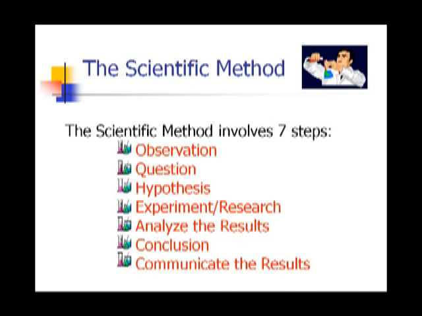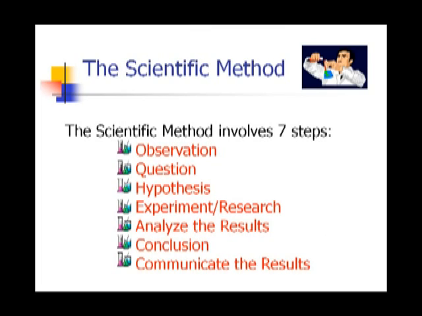And then you come up with your hypothesis. This is the possible answer. It's an educated guess. And remember, educated means that there is some sort of evidence, some sort of scientific fact behind it. Then you come up with your experiment or some sort of research or make more observations. This is where you do the testing of the hypothesis. Then you analyze the results, and then you come to your conclusion.